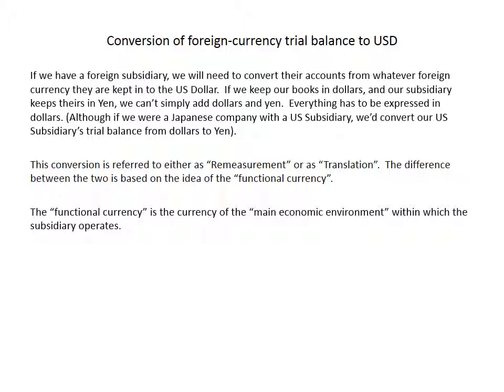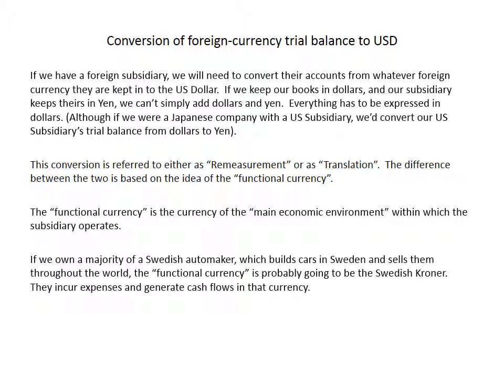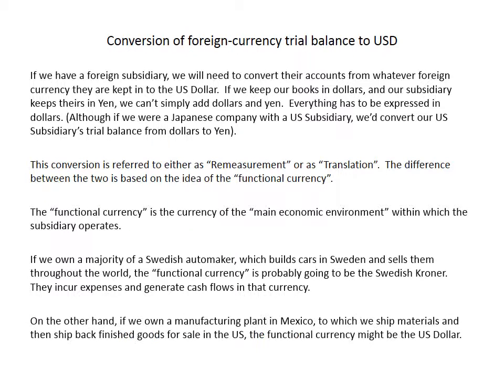Rather than going into that in detail here, I would suggest that you simply Google the term functional currency, or whatever search engine you prefer, and you'll find hits immediately with long discussions of what constitutes the functional currency and how to determine it. Now, for example, if we own a majority of a Swedish automaker which builds cars in Sweden and sells them throughout the world, the functional currency is probably going to be the Swedish kroner. They incur expenses and generate cash flows in that currency.